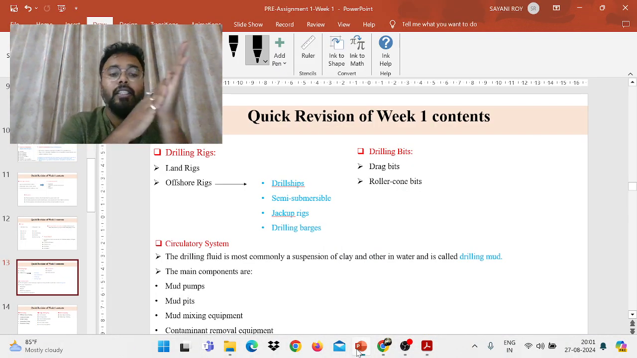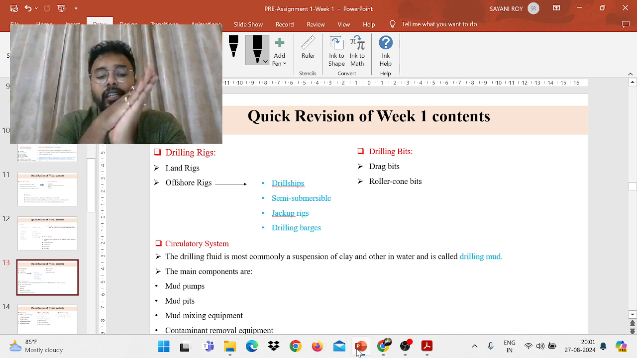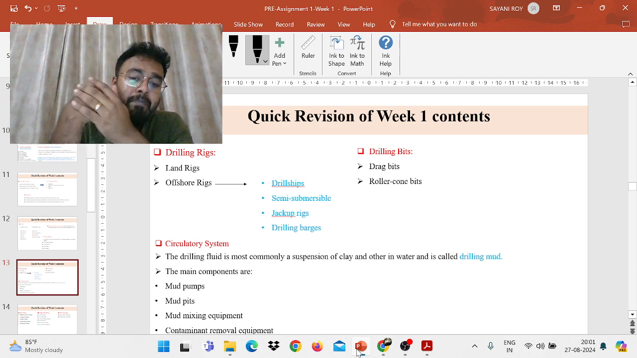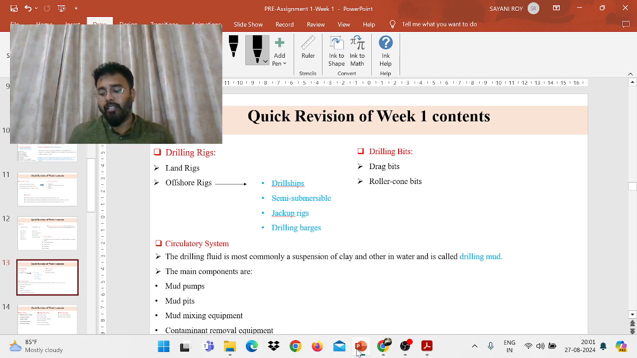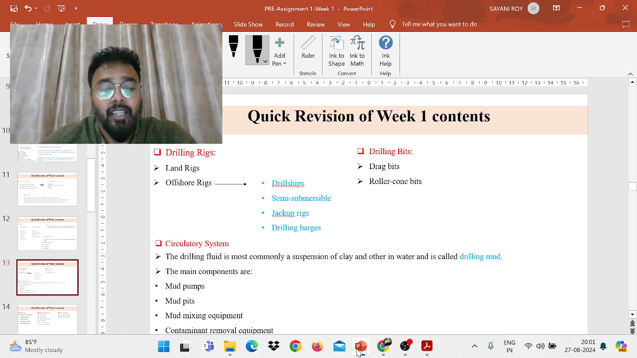Next is drilling rigs. Drilling rigs are mainly of land rigs or offshore rigs. Offshore rigs are again of many types: drill ships, semi-submersible, jack-up rigs, drilling barges. These types of offshore rigs are differentiated on the depth at which they are operating. Drill ships, semi-submersible, jack-up, and drilling barges all have different depths of operation.